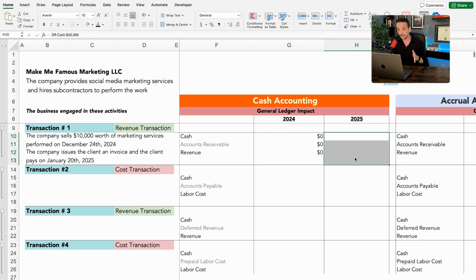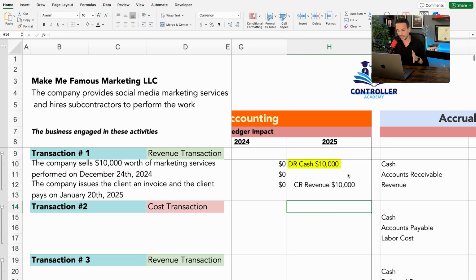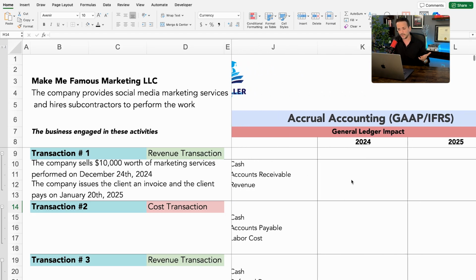So when we look in 2025, under the cash accounting method, we will have a debit to cash for $10,000 and credit to revenue for $10,000. Placing revenue in 2025, which, as we'll see, is economically incorrect because the revenue was performed in the year before, in 2024. Now let's look at accrual accounting and how accrual accounting is going to handle the same transaction.